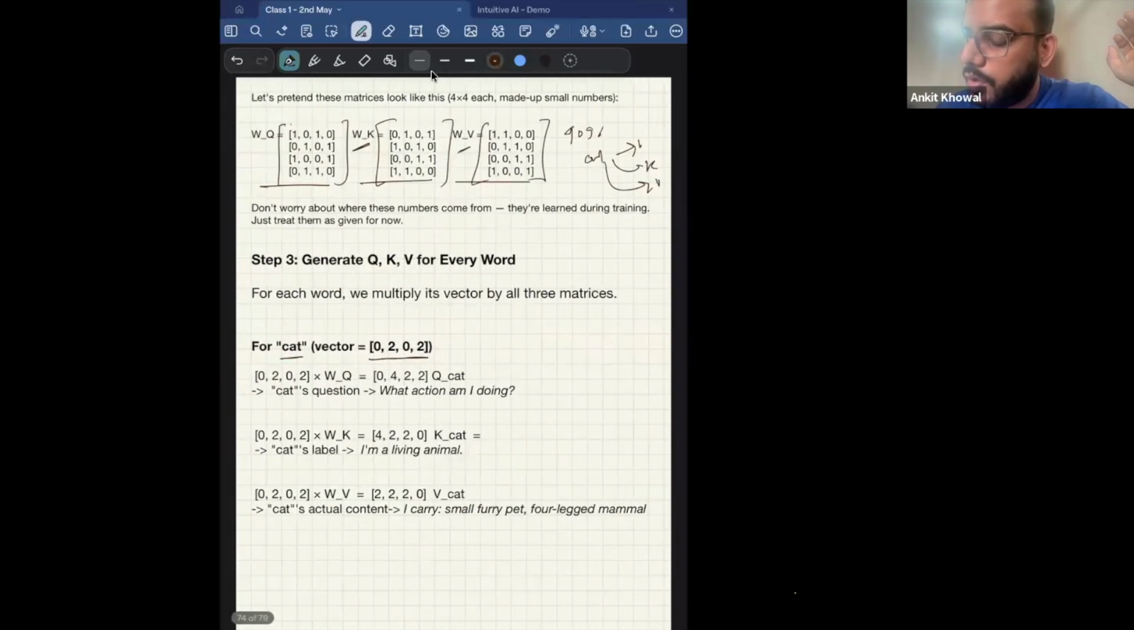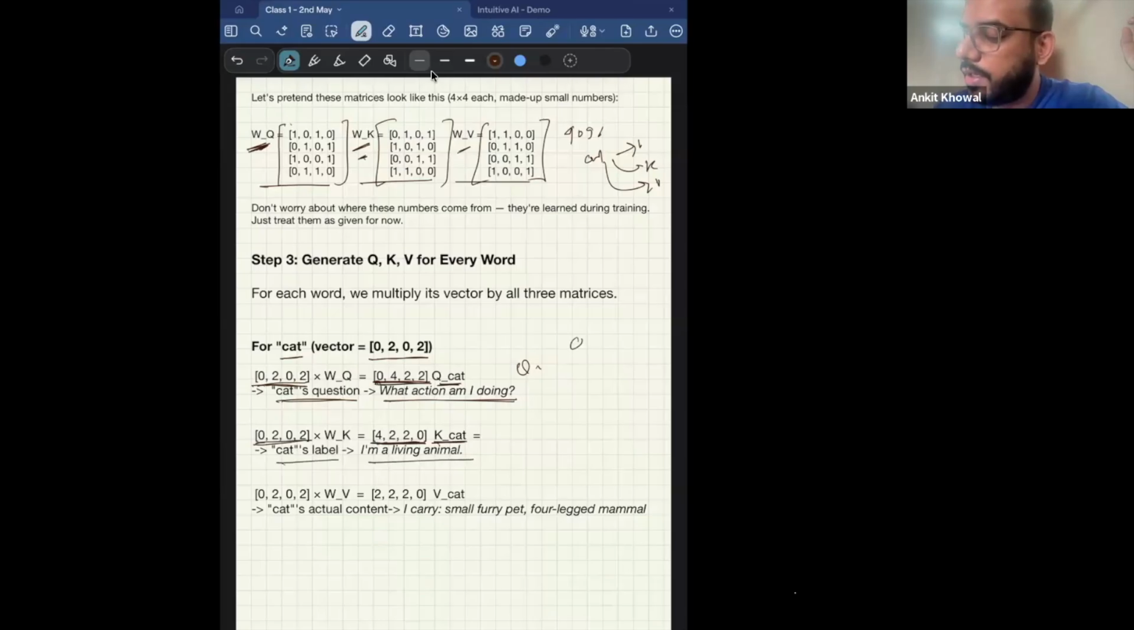I'll take the initial vector of cat, multiply it by this matrix WQ, and I will get a result as this: 0, 4, 2, 2. So what happened to the vector of cat? These are numbers at a surface level, but their English meaning has changed. Initially cat was just, I am an animal. Now the cat's question becomes, because this is the query vector, what action am I doing? So this vector will move towards what action am I doing. Similarly, I will take the vector of cat and multiply it by the key matrix. In terms of vector representation, the key vector of cat will become something like this. But what does it mean in English? Cat's label: I am a living animal.